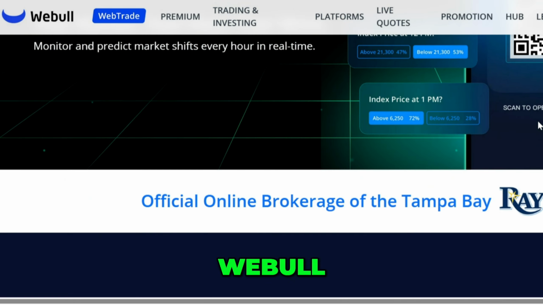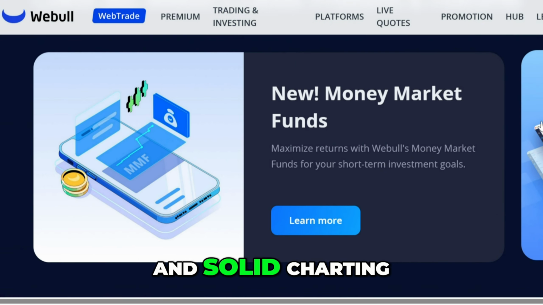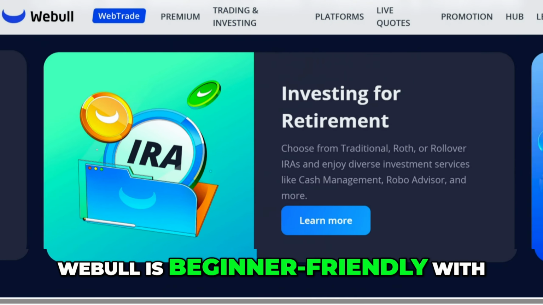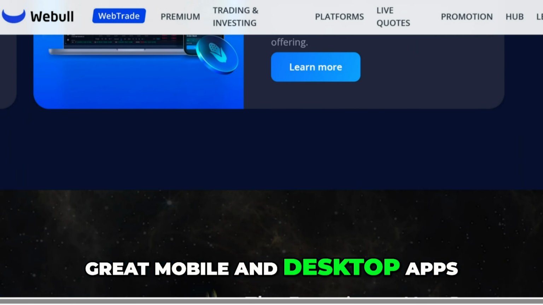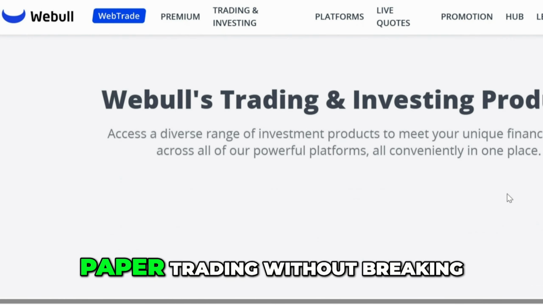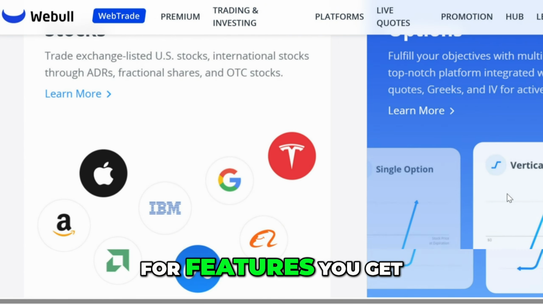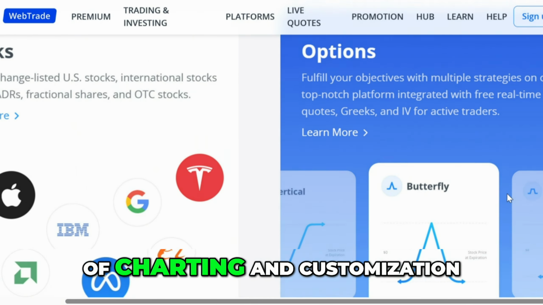Lastly, Webull. This one's a broker, but it stands out with its commission-free trades and solid charting. Webull is beginner-friendly with great mobile and desktop apps. It's perfect if you want a platform for both live trading and paper trading without breaking the bank. However, it lacks the depth of features you get with Tradingview in terms of charting and customization.